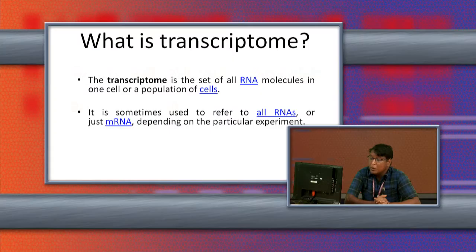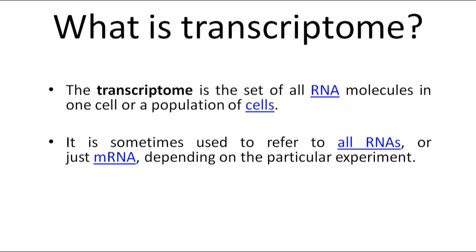If the question is what is transcriptome, you should write: transcriptome is the set of all RNA molecules in one cell or population of cells, right? So it refers to the population of RNA in a given cell. It is sometimes used to refer to all RNAs or just mRNA depending on the particular experiment, right? Because what is meant by all RNA?